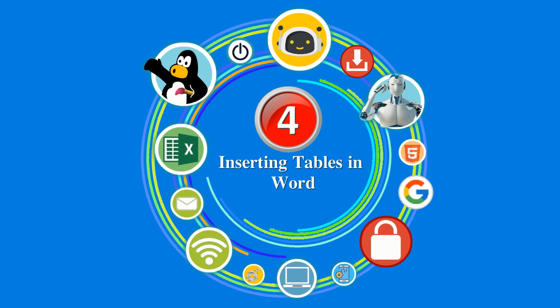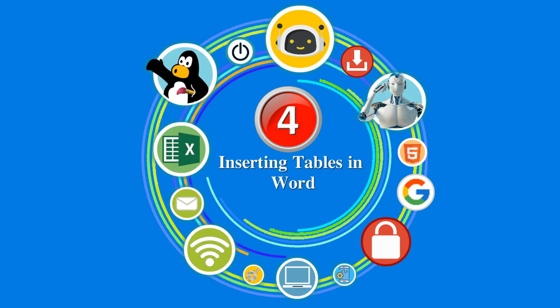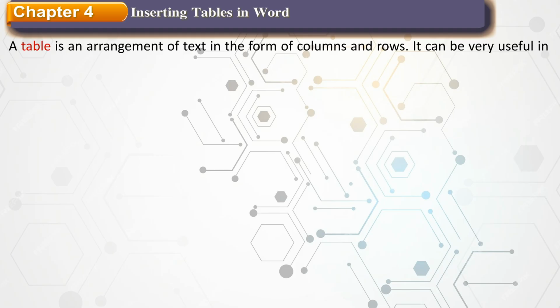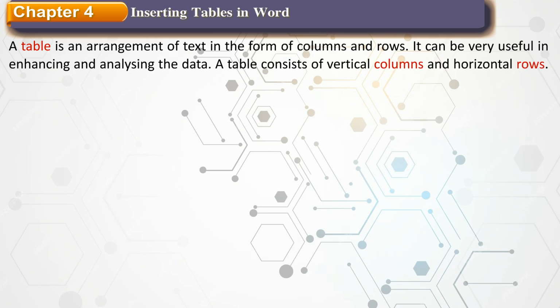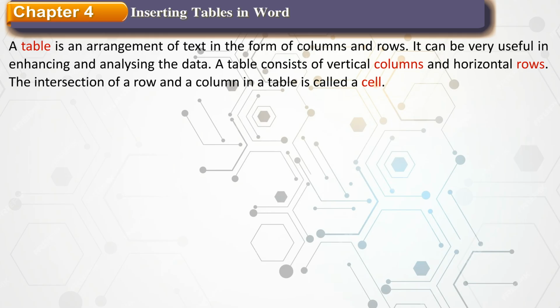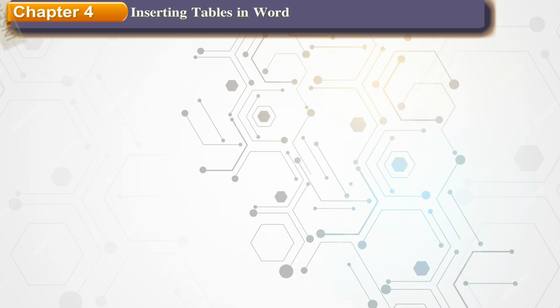Chapter 4. Inserting tables in Word. A table is an arrangement of text in the form of columns and rows. It can be very useful in enhancing and analyzing the data. A table consists of vertical columns and horizontal rows. The intersection of a row and a column in a table is called a cell.